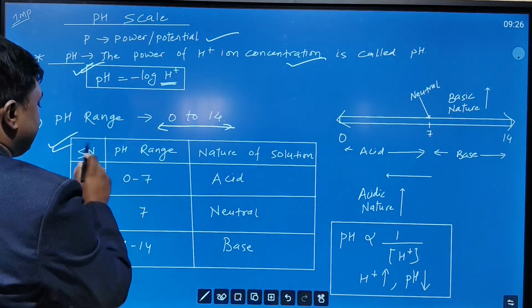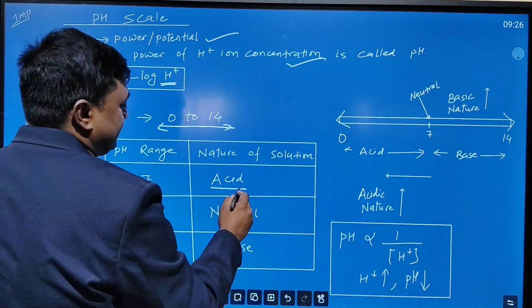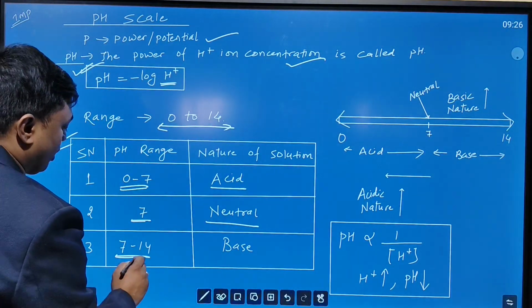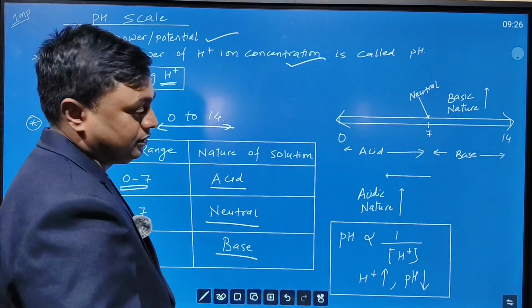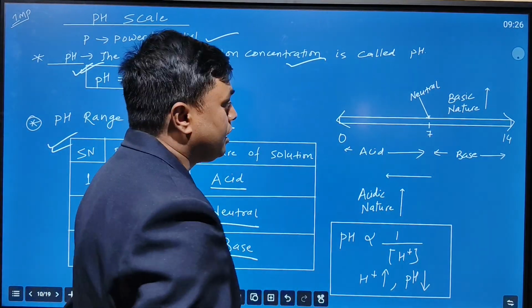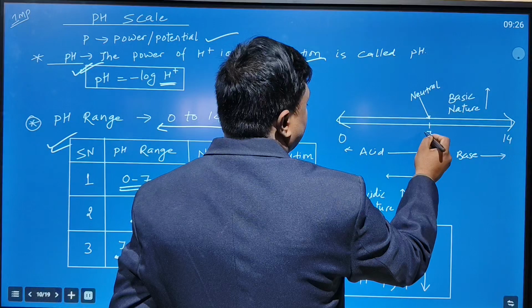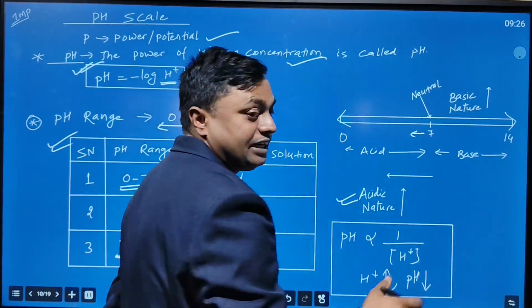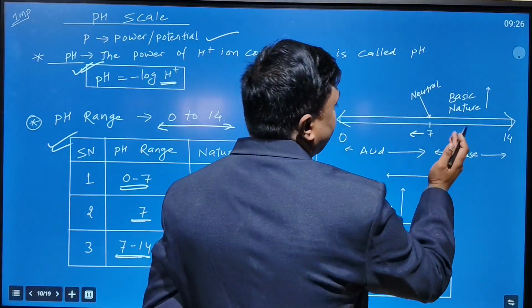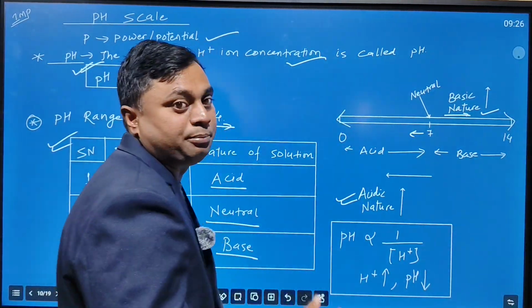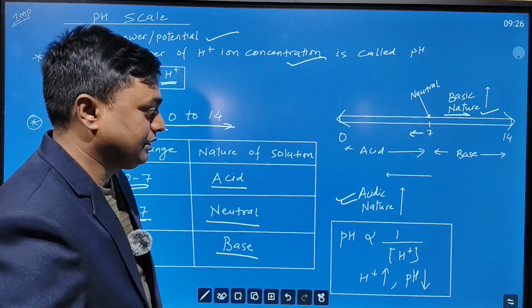So if the pH range is 0 to 7, the solution is acid. If it is 7, the solution is neutral. If it is 7 to 14, the solution is base. Very, very important. One more point you should remember: if you move from 7 towards 0, the acidic strength will increase, acidic nature will increase. Similarly, if you move from 7 towards 14, the basic nature will increase, the basic strength increases.